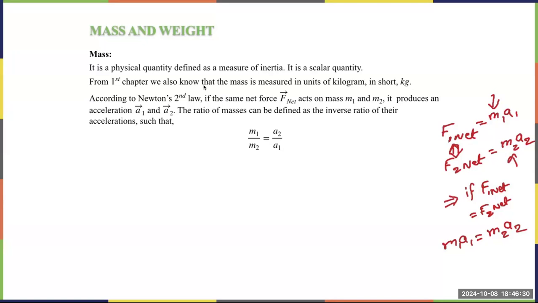Like in the first case, we have a basketball and we have an SUV. If we know the mass ratio, and if I apply the same amount of force to the basketball, the acceleration is really high. So that means I can calculate the acceleration of my SUV. Okay? Makes sense?